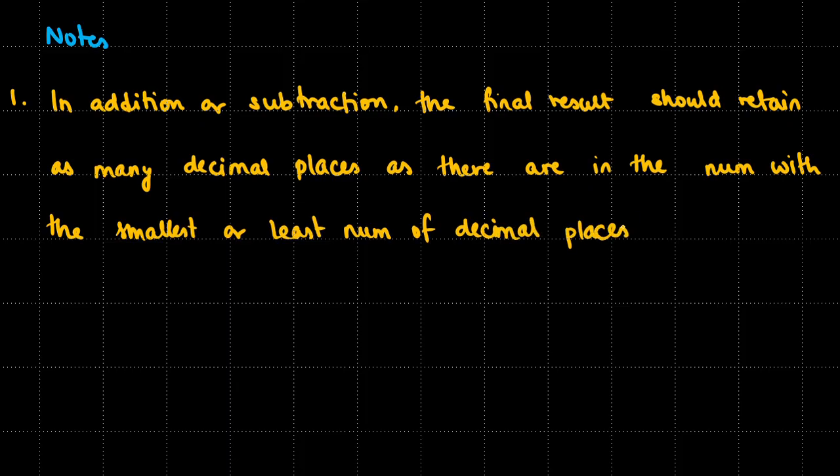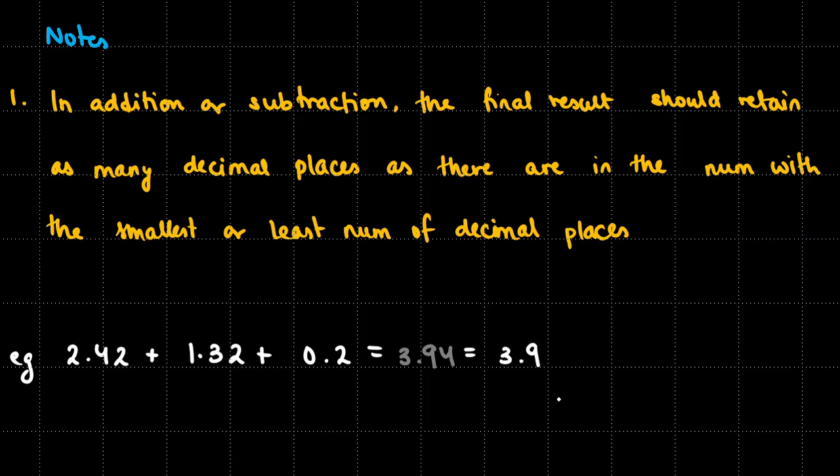So let's take a look at an example to understand much more easily. If you added 2.42 plus 1.32 plus 0.2, and you just press this in a calculator, you would actually get 3.94. If you're doing calculations for math, this is correct, but if you're doing it for physics, this is wrong. It's actually supposed to be 3.9. You might think why. This is the rule, and let's talk about why it is the rule.